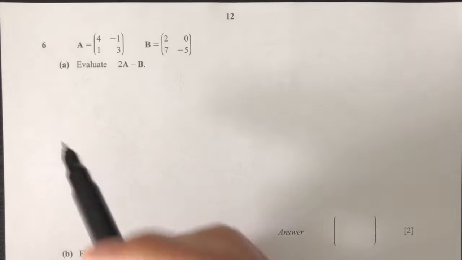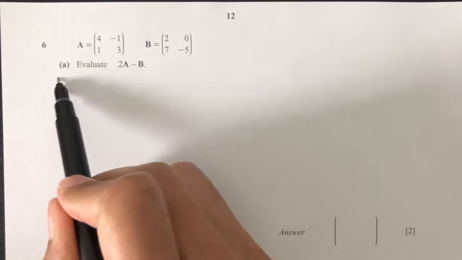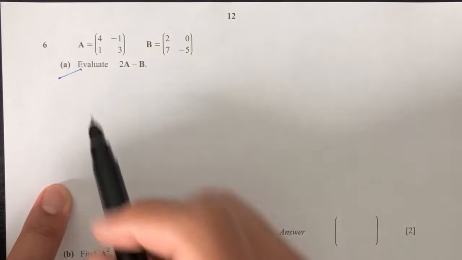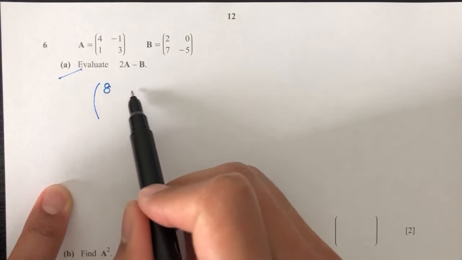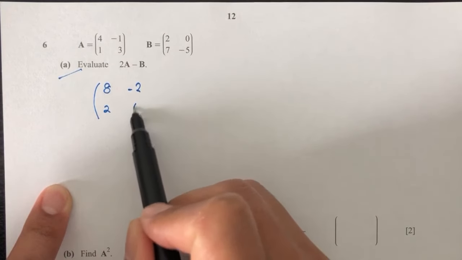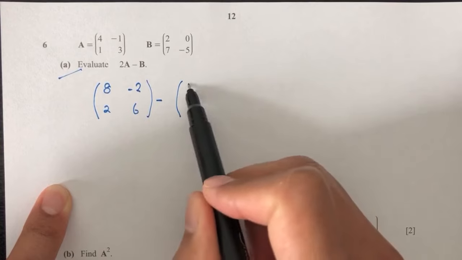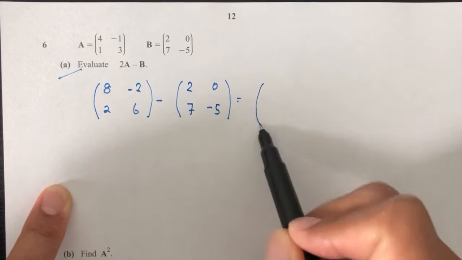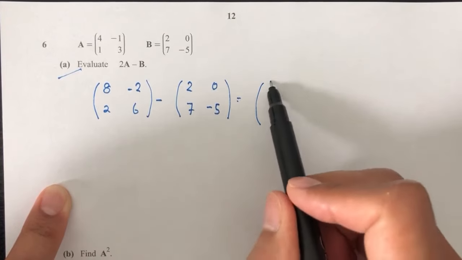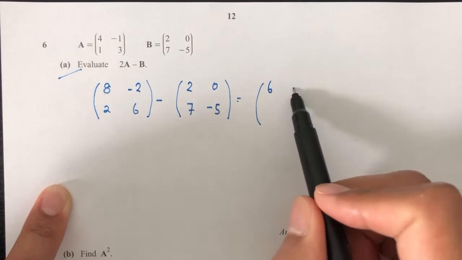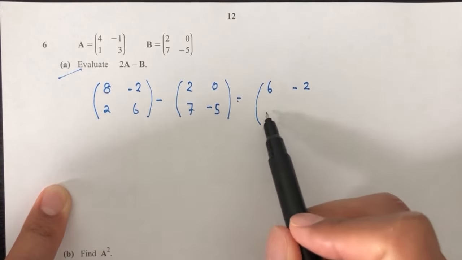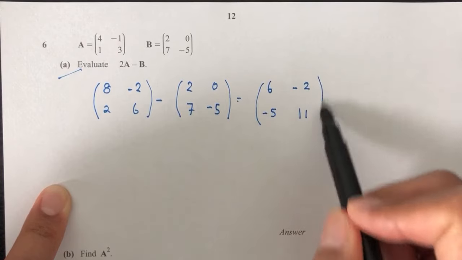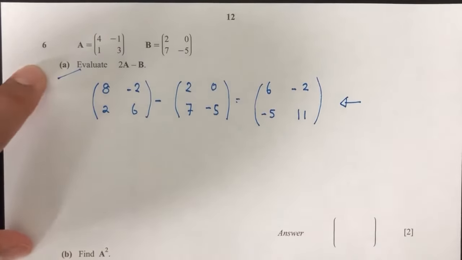Question number 6, here we have two matrices. We have A and B. First one, evaluate this one. So this one is pretty easy. We first have to bring the 2 inside. What we'll get? 2 times 4 will be 8, minus 2, 2 and 6. B is the same, which is 2, 7, 0, minus 5. Now simplify. 8 minus 2 is 6, minus 2 minus 0 is minus 2, 2 minus 7 is minus 5, and 6 minus 5 will be 6 plus 5 is 11. So this will be your answer for part 1.